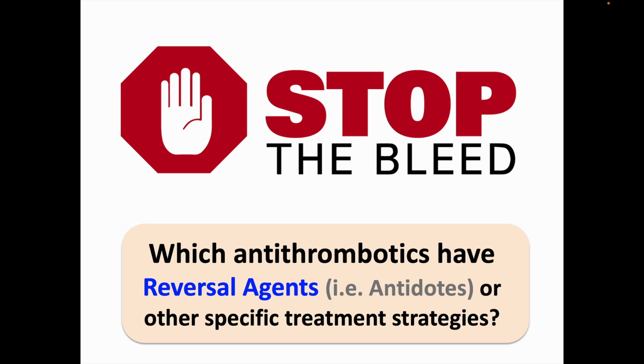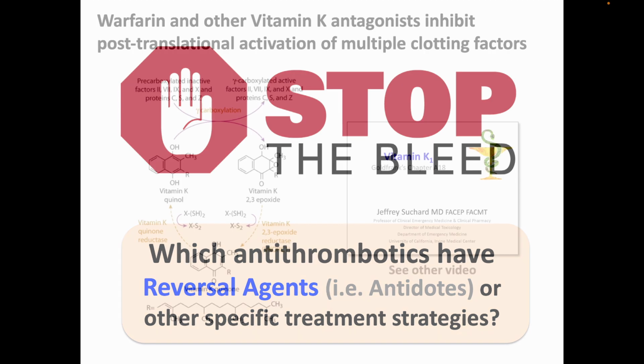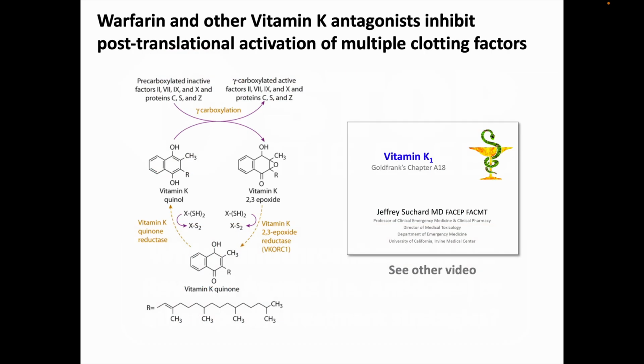This raises the question then of which antithrombotics have reversal agents, which is to say, which have antidotes or other specific treatment strategies. Warfarin and other vitamin K antagonists are anticoagulants that inhibit the post-translational activation of multiple clotting factors, notably factors 2, 7, 9, and 10. And this topic is covered elsewhere in the series, so I'm not going to repeat that discussion here.